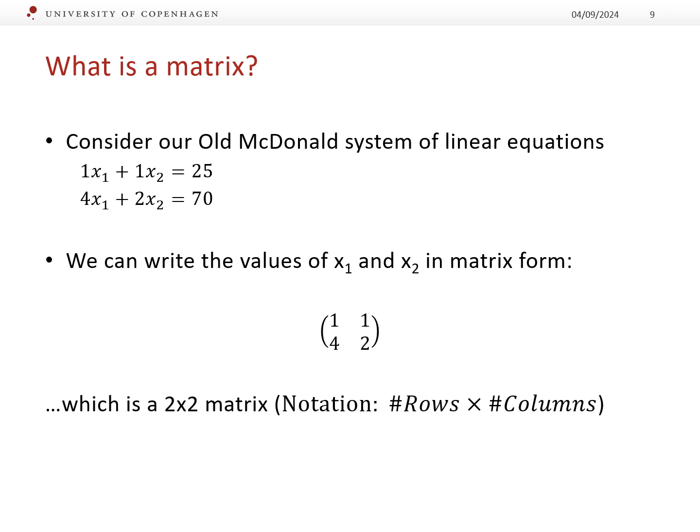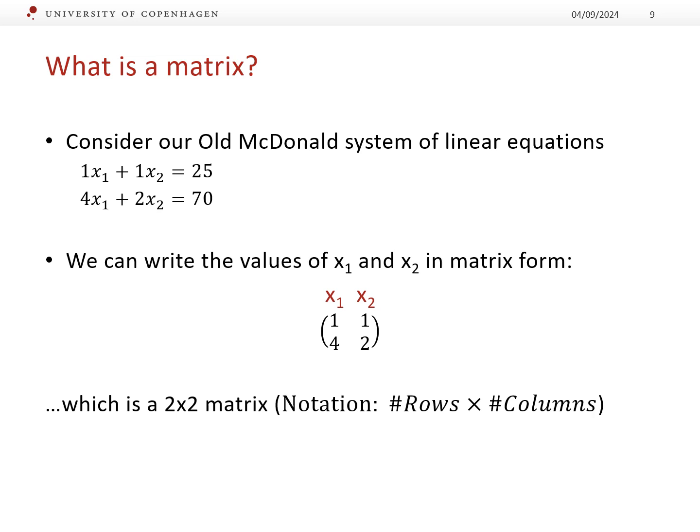But to start going in that direction, we first need to remember what a matrix is. So if we consider our Old MacDonald's system here, we can write the values of x1 and x2 in matrix form. So on the first row, we have the values for x1 plus x2, so 1 and 1. And then on the second row, we write the values for x1 and x2 in the second equation. So we have 4 and 2. And so we have the values for x1 here and the values for x2 here.